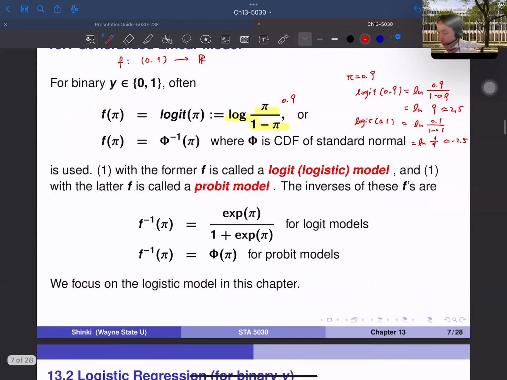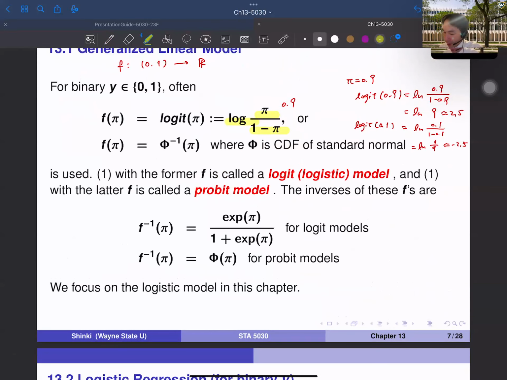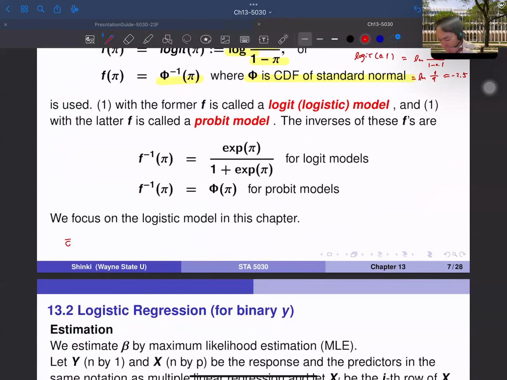And another common function used is the phi inverse of pi, where phi is the CDF of the standard normal distribution. So that means phi of x is the integral from negative infinity to x of f of t dt.